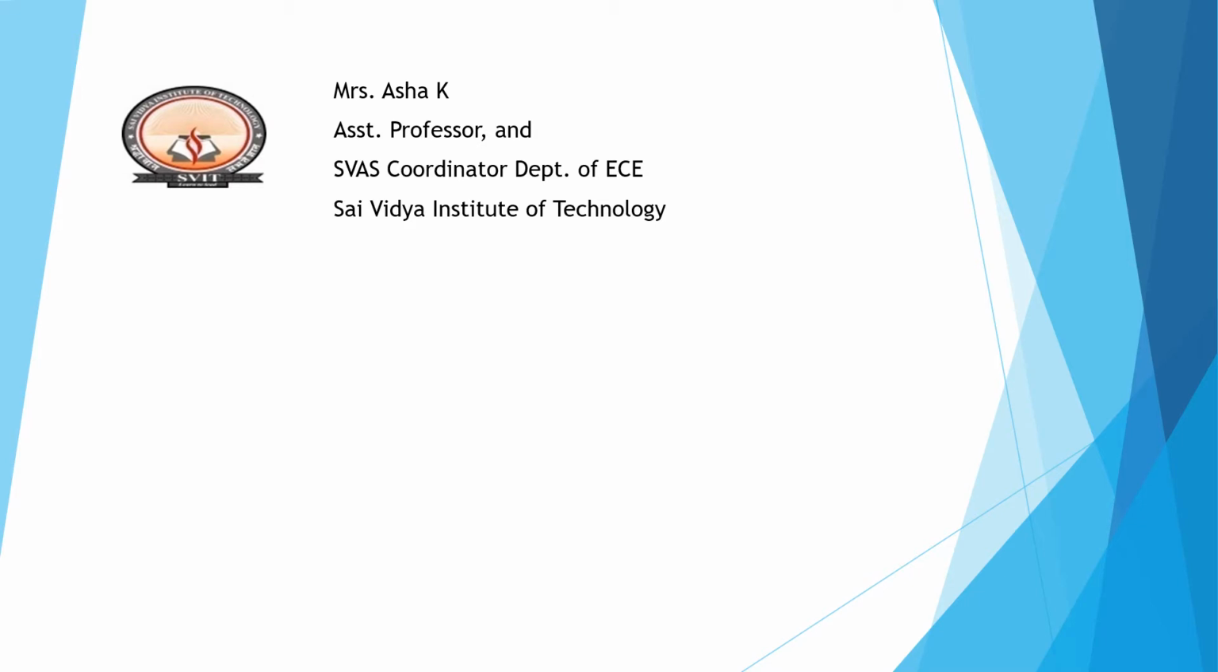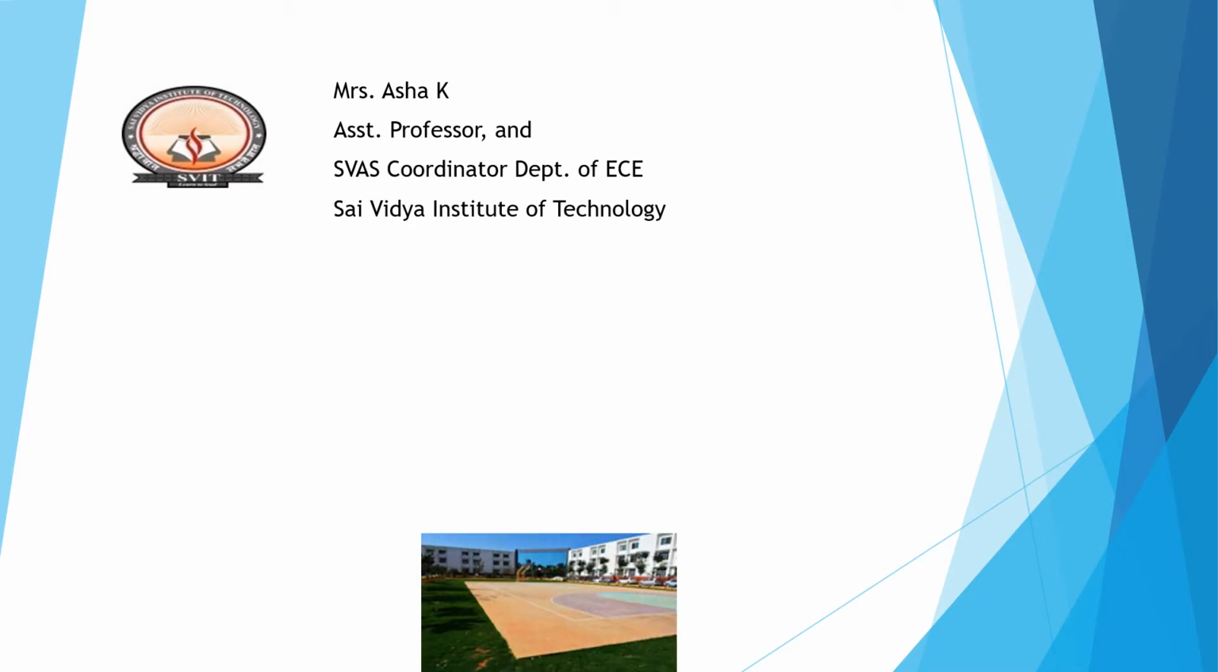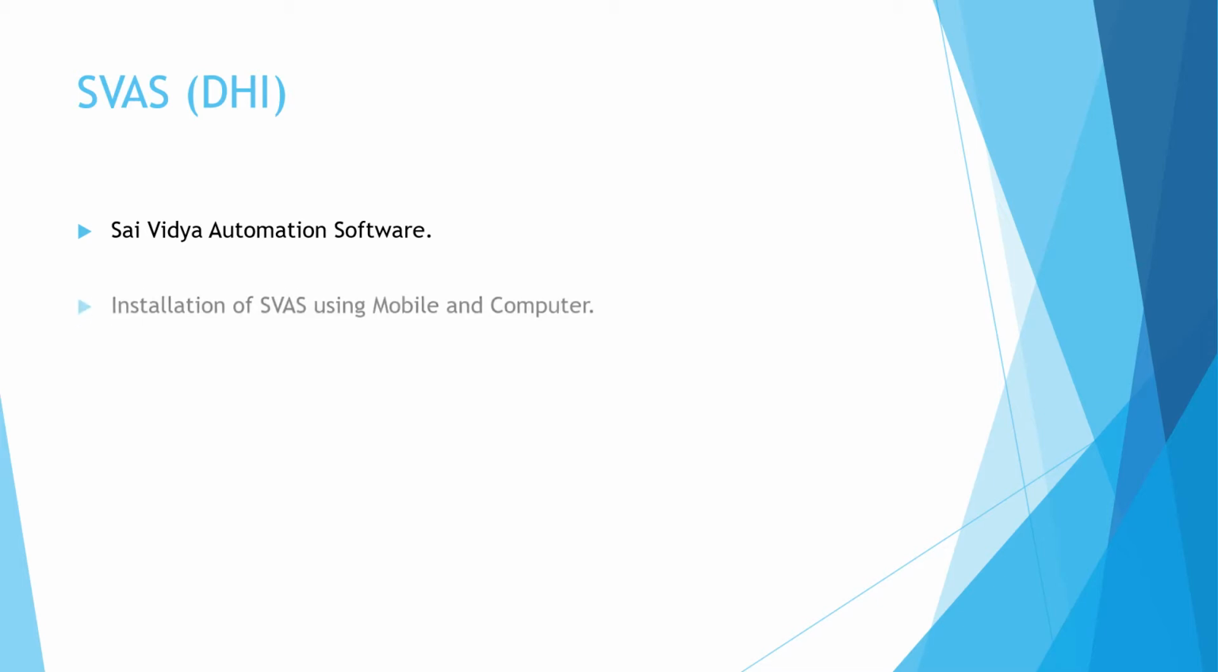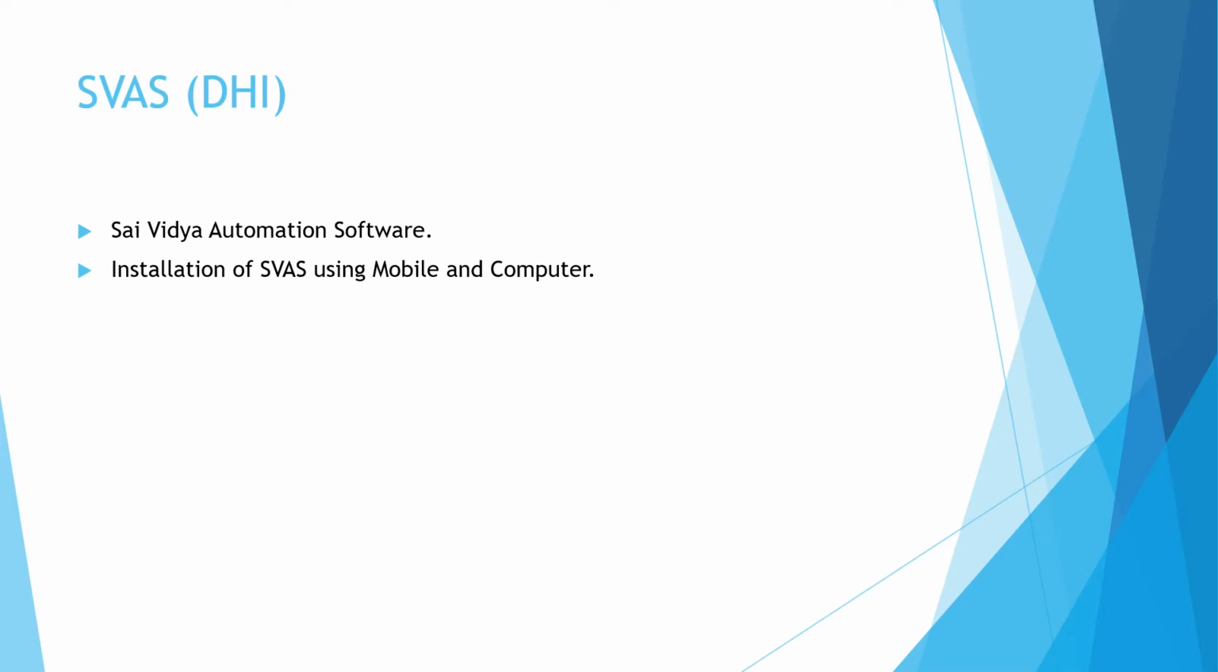Sai Vidya Institute of Technology, going to present about the Sai Vidya Automation Software. SVAS, it is also called as DHI, is nothing but the Sai Vidya Automation Software. In Kannada, we call it as Usiru, and in Hindi, we call it as SVAS. It is nothing but the Usiru of our Sai Vidya Institute of Technology. Now we are going to learn installation of SVAS software using mobile and computer.